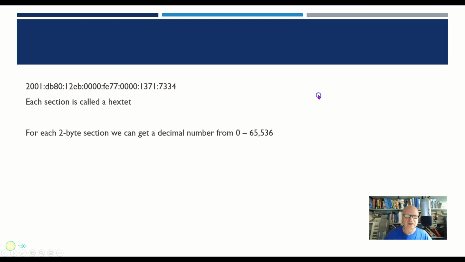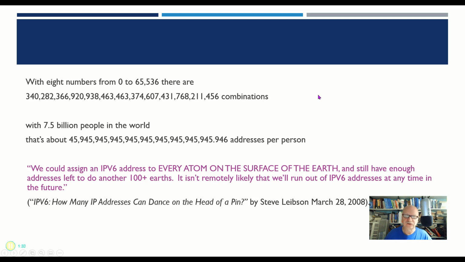to come up with a number like this: 340 undecillion, 282 decillion, 366 nonillion, 920 octillion, 938 septillion, 463 sextillion, 463 quintillion, 374 quadrillion, 607 trillion, 431 billion, 768 million, 211,456 possible combinations.